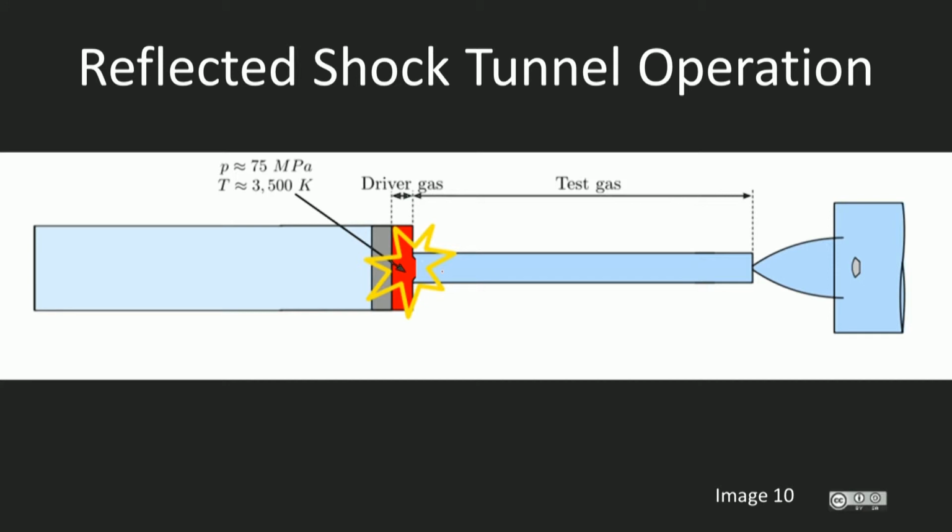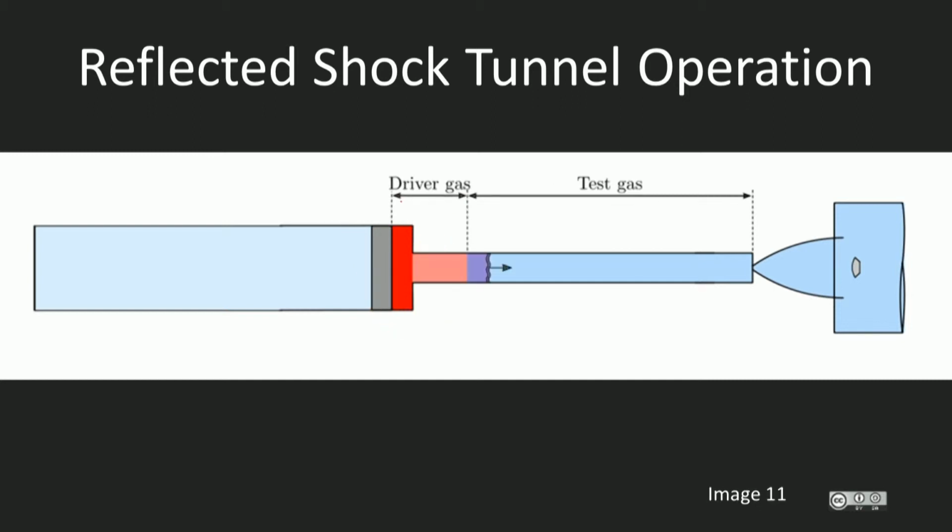Around this time, the diaphragm, made of 6mm thick steel, eventually ruptures due to the enormous pressures. Around the time of diaphragm rupture, the driver gas has been compressed to about 75 megapascals, and the temperature of the gas is about 3,500 Kelvin. So that's that region in here.